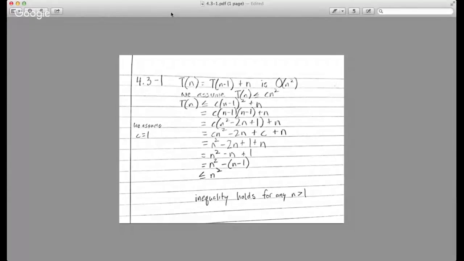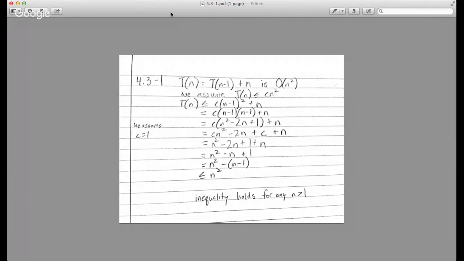All right, 4.31. So this one's a little different than the other ones. We start off with T of n is equal to T of n minus 1 plus n. And we're just going to guess that it's big O of n squared, which is the correct answer. But the question has us assume that T of n is less than or equal to c n squared. So first of all, we set T of n is less than or equal to c times (n minus 1) squared plus n. And what we did there was we just basically plugged in the n minus 1 in the c of n squared.